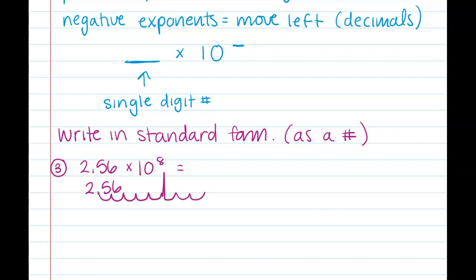Essentially all those little empty spots we put in zeros. So 1, 2, 3, 4, 5, 6 zeros. So we end up with 2, 5, 6, and 6 zeros, which is 256 million.